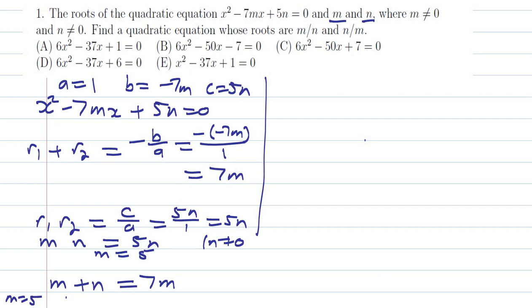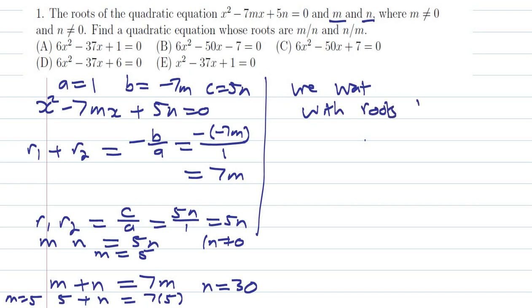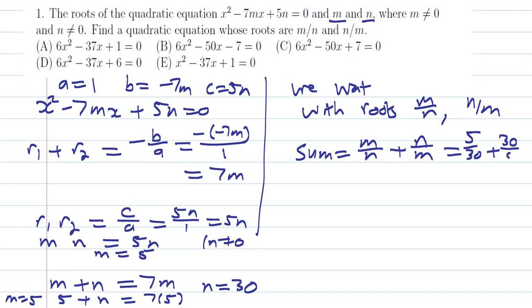And we know that m is equal to 5, so 5 plus n is equal to 7 times 5. So what's the value of n? Can anybody quickly tell me? Yep, it's 30. Alright, and so now we want a quadratic with roots m over n and n over m. So the sum will be m over n plus n over m. So m is 5, so it's 5 over 30 plus 30 over 5. And who can tell me what that simplifies to?